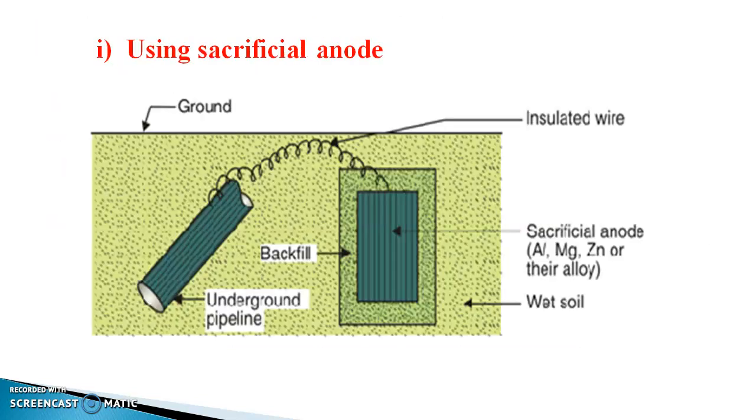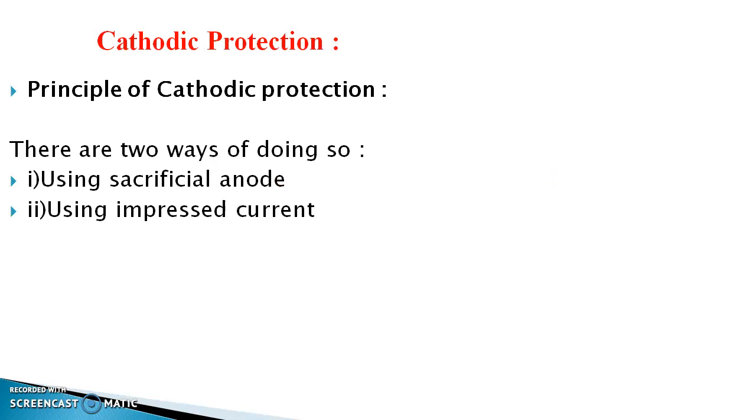I will again highlight the previous point. What is the principle of cathodic protection? The principle of cathodic protection is that the metal to be protected is forced to behave as a cathode. This is called cathodic protection. There are two different ways of doing cathodic protection: using sacrificial anode and using the impressed current method.